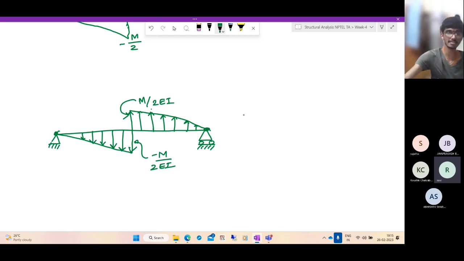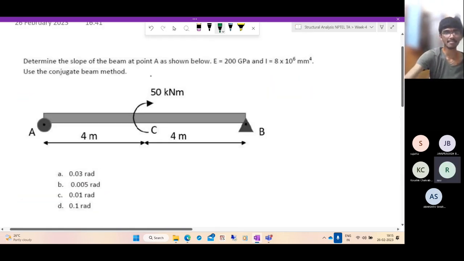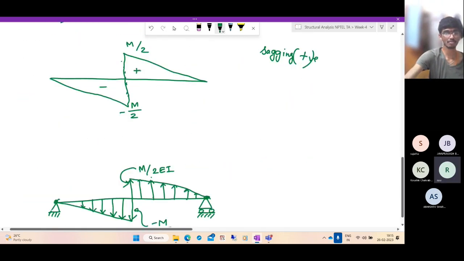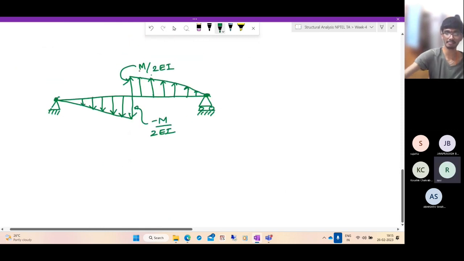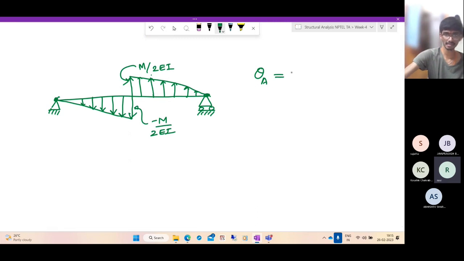What is it that they're asking? They're asking the slope at the point A. So what is the slope at the point A in the real beam? The slope at the point A in the real beam is the same as the shear force at the point A in the conjugate beam. What is the shear force at the point A in the conjugate beam? That is nothing but the reaction. So we know the sign convention is like this: left side upwards and right side downwards is positive. So the reaction is expected to be upwards.